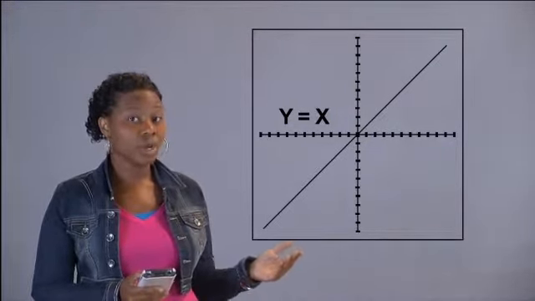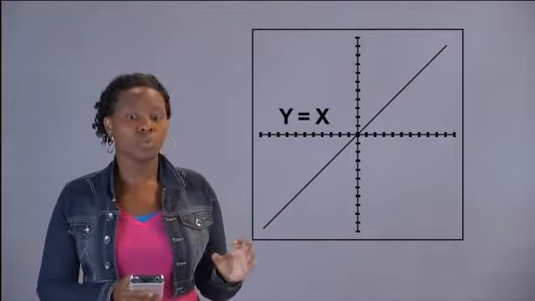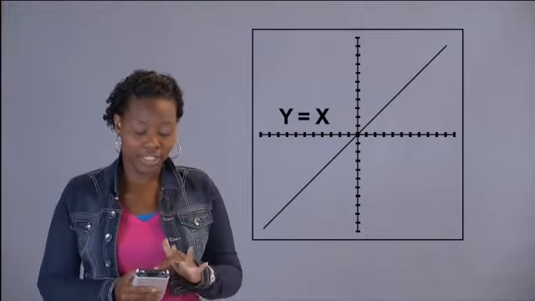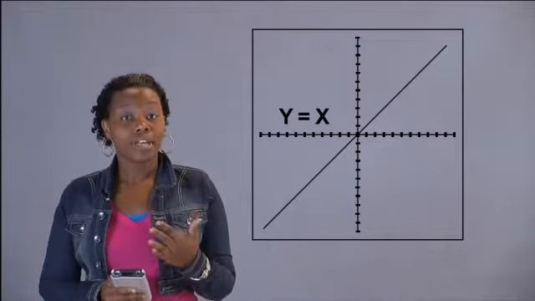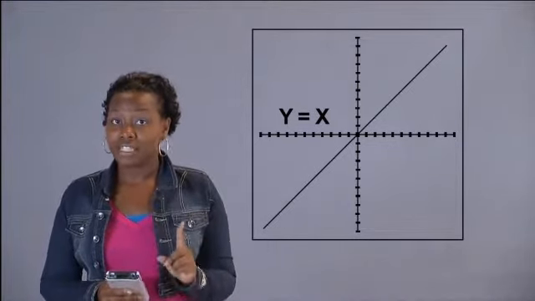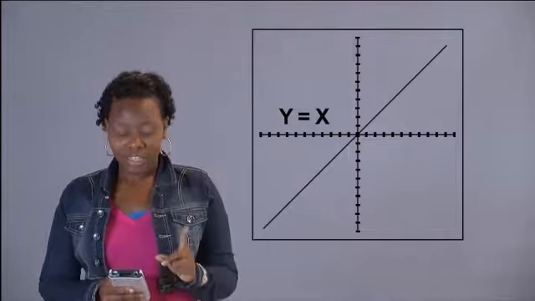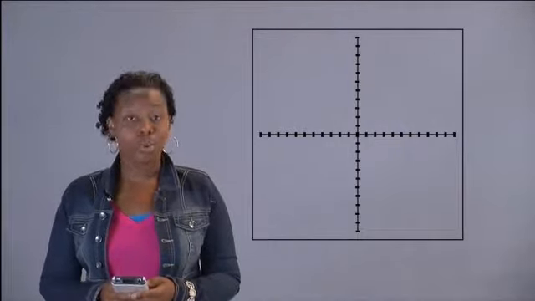It starts at the point 0, 0, which means it's going through the point 0, 0, if you can really see that. And it's a straight line going up because the number in front of the x is a positive 1. Okay? Let's do the same thing for the quadratic.